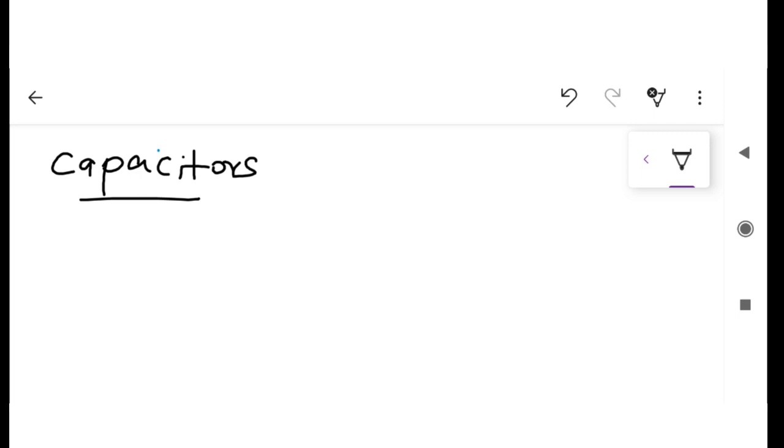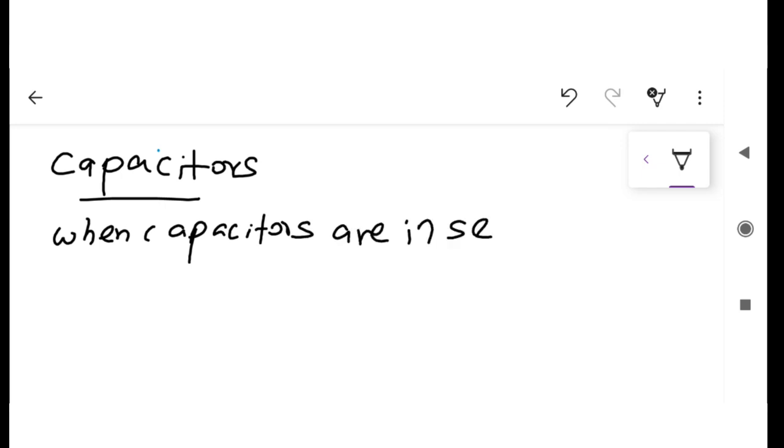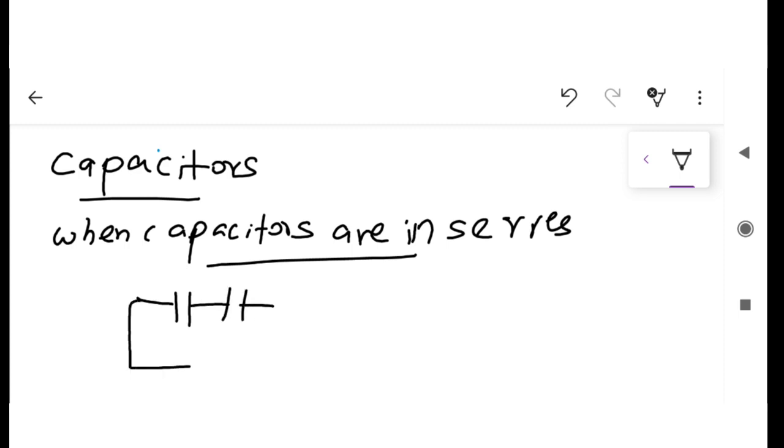When capacitors are in series condition, this is the way they are connected with the battery. Here I assume this one as C1, this one as C2, and this battery as E.